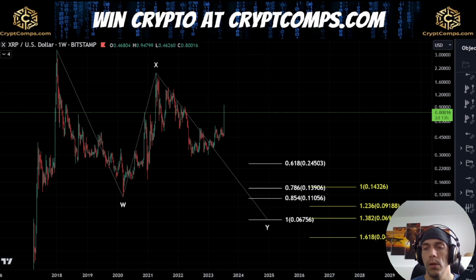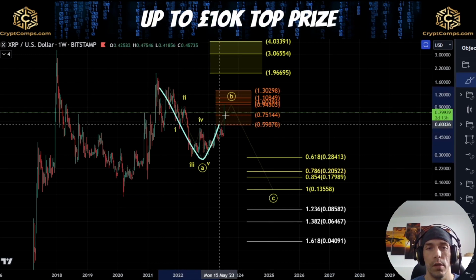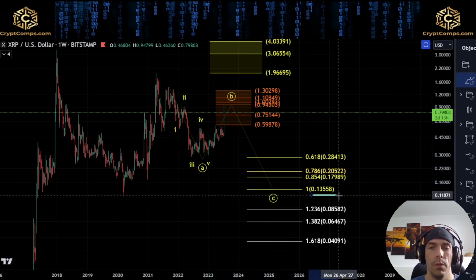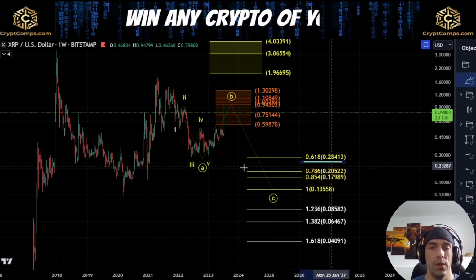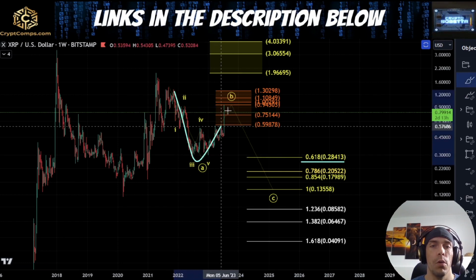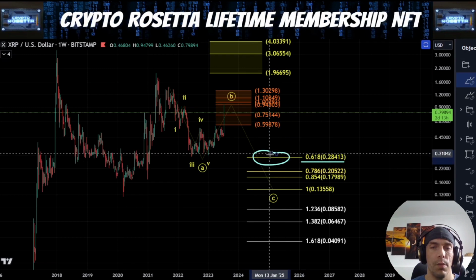Now, if we are looking at this as a corrective structure, what we could still argue here is that this could be ABC to the downside, where our 1-to-1 would actually be here towards this 13558, and then our 0.618 would actually bring us back into these lows. So this would be quite interesting as an idea where we could still look for price to come back down into these lows. So going to be keeping an eye on this.